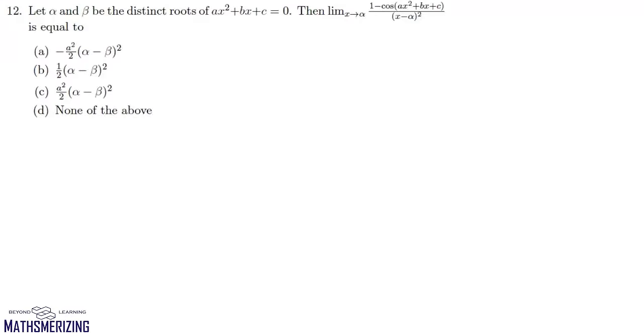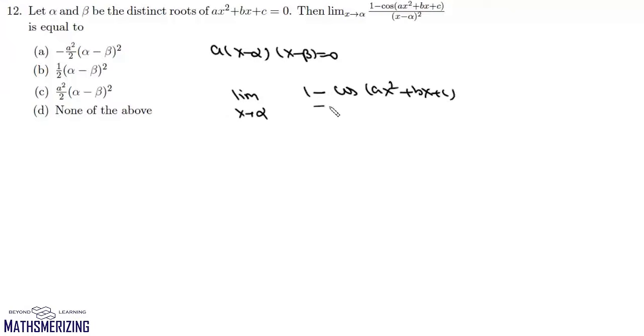Now question number 12 is: let alpha and beta be distinct roots of this equation. Now we can write this equation as a(x - alpha)(x - beta) equals 0. We are given this limit, x tends to alpha, (1 - cos(ax² + bx + c)) upon (x - alpha)². Now this is 0 upon 0 form.